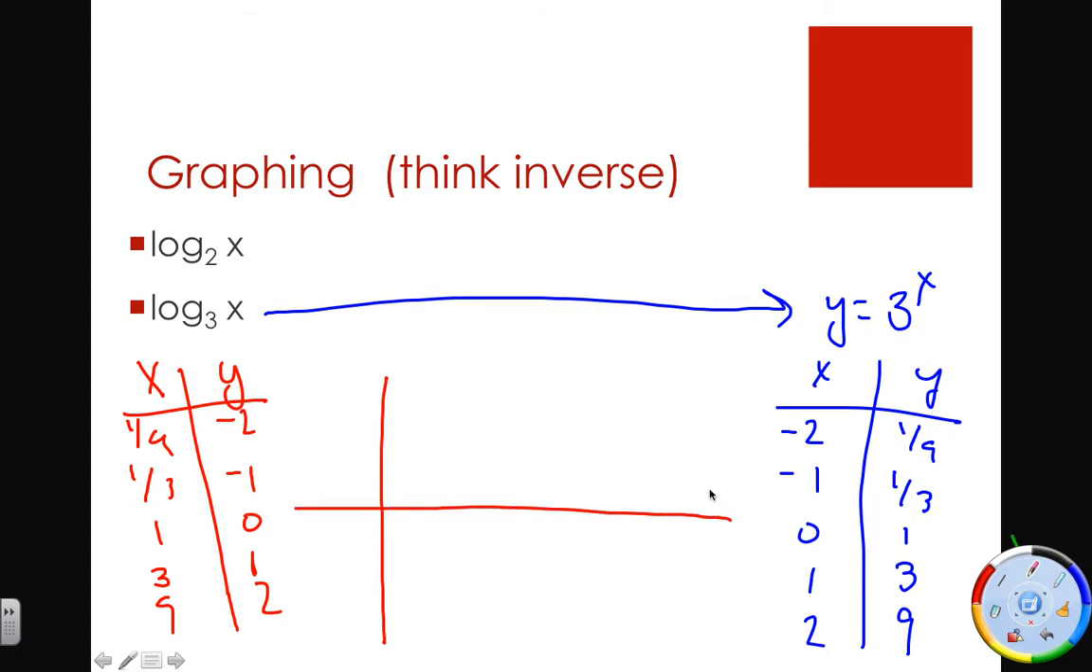And you'll notice it actually looks a lot like the other graph. -2. Here's the problem. That has to go to 9. So 2, 4, 6, 8, 9-ish, whatever.